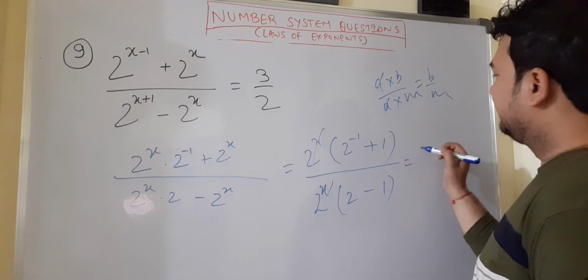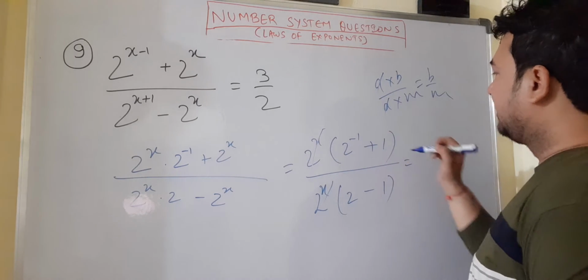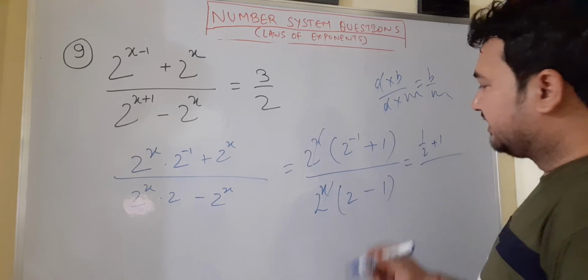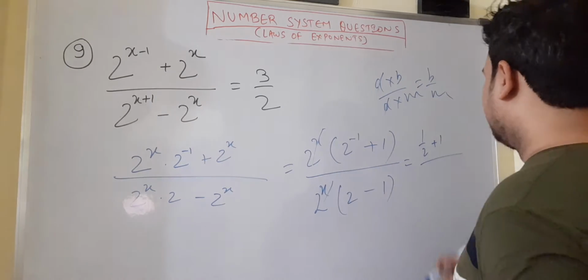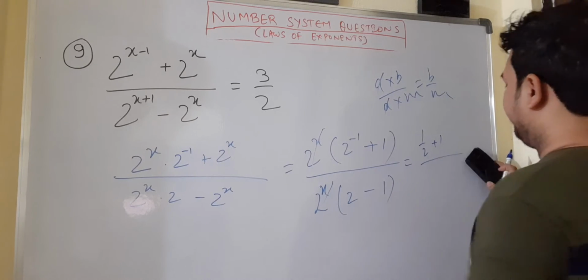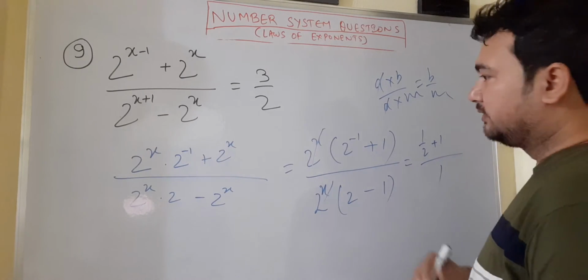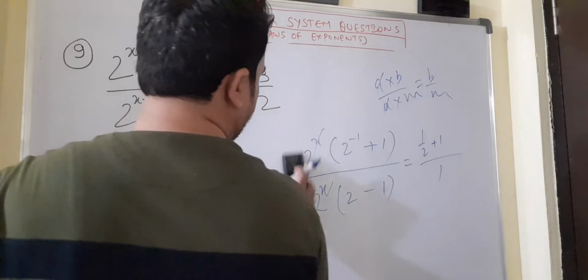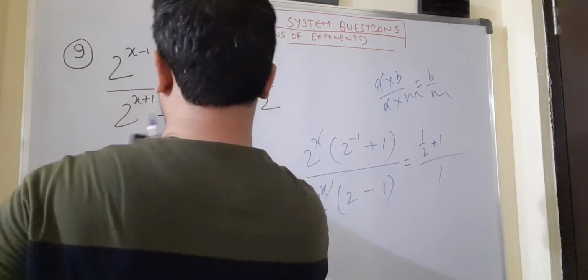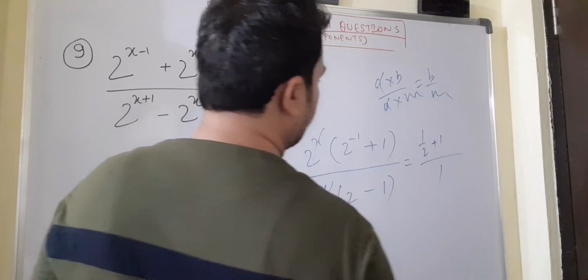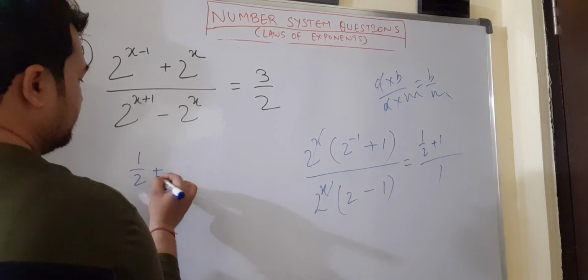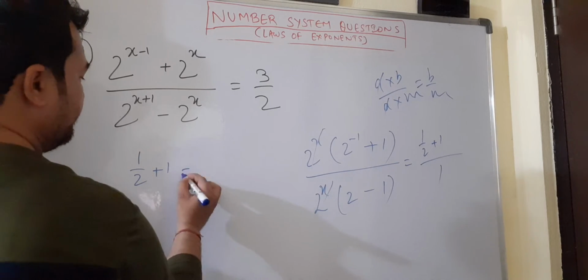And you will get 2 to the power minus 1, it is 1 by 2, and plus 1 divided by 2 minus 1 is 1. So you can leave it in the next step, because to show that this has happened is also important, otherwise your marks will get deducted at the school level. So you can write this in the next step.